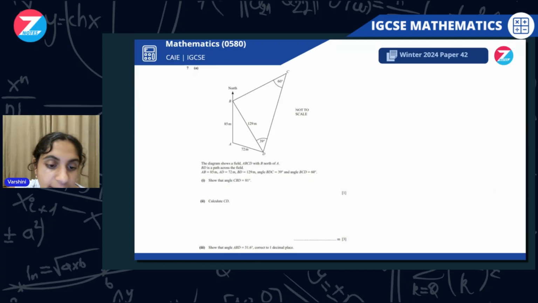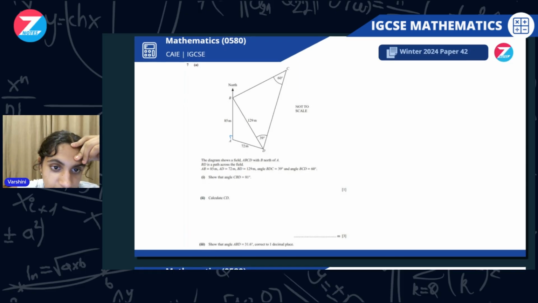Okay, 7a. The diagram shows field ABCD with B north of A. So that means this is directly north and it's going to be around 90 degrees. BD is the path across the field. So this is a random path. AB equals 85 meters. AD equals 72 meters. And BD equals 129 meters. And angle BDC is 39. Okay, and angle BCD is 60.